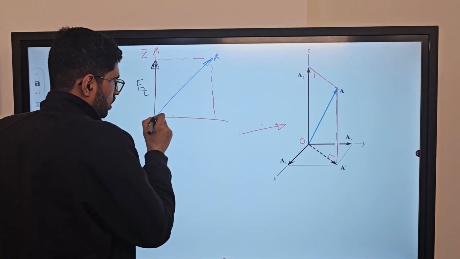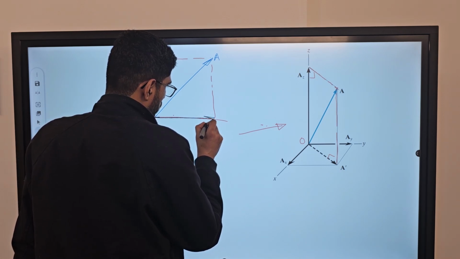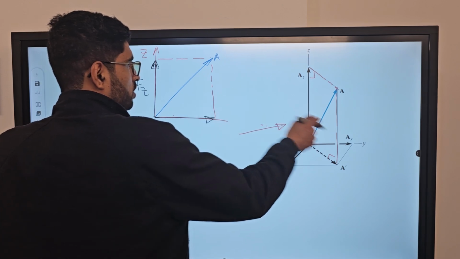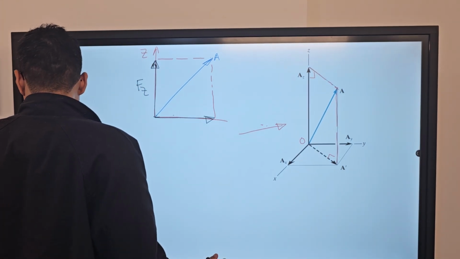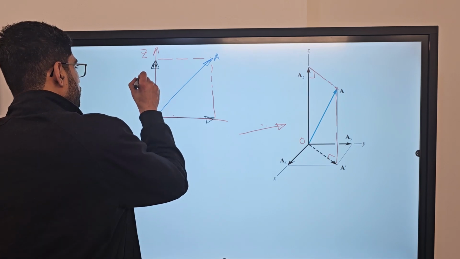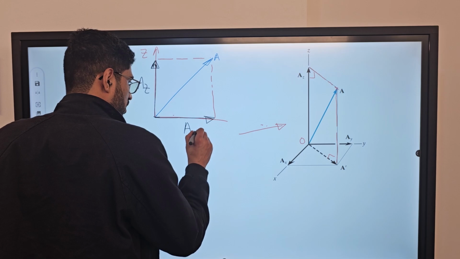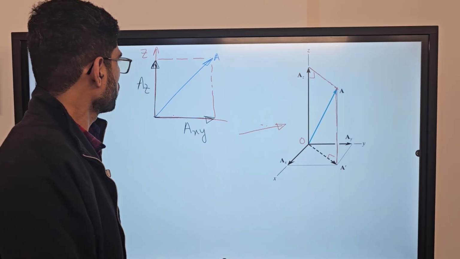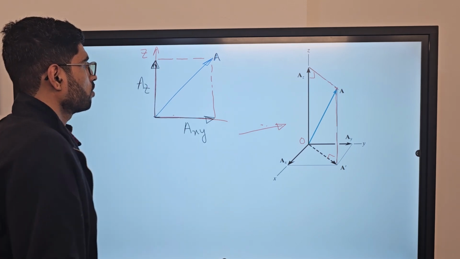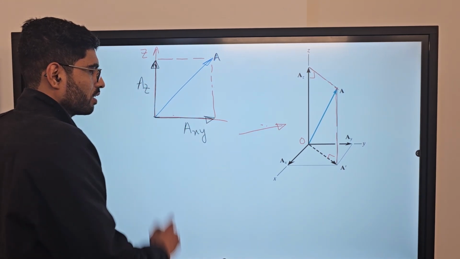And since this line is in the xy plane, we will have one component. Let's say if we are representing this by a vector, then this will be az, and this will be the component of a in the xy plane. And if this is that a vector, then we can write this a vector in terms of az and axy.